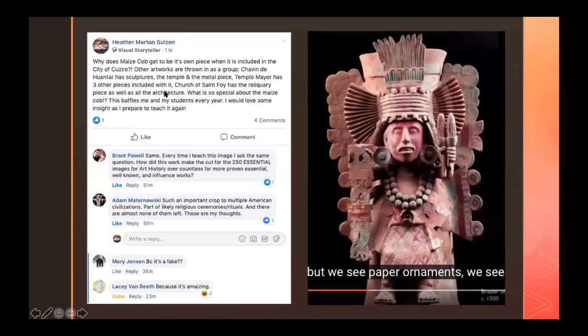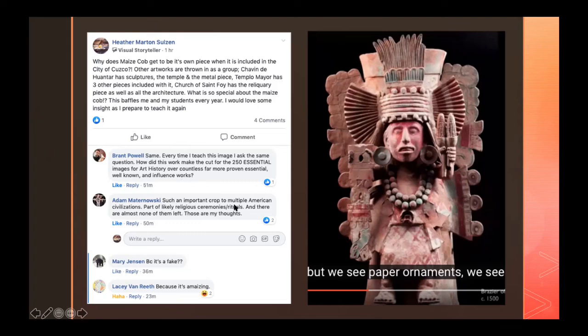And then I asked on my Facebook group, why does maize cob get to be its own piece when it is included in the city of Cuzco? Right? Isn't this baffling? Other artworks are thrown in as a group. Chavín de Huántar has sculptures, the temple, and a metal piece. Templo Mayor has 3 other pieces included with it. The Church of St. Foy has the reliquary piece as well as all the architecture. What is so special about the dang maize cob? This baffles me and my students every year. I would love some insight. And so everybody says the exact same thing.